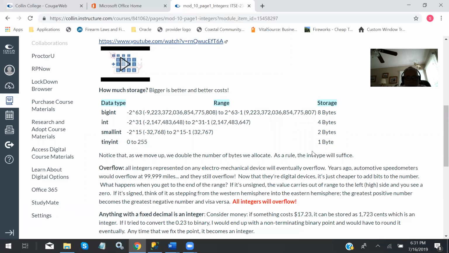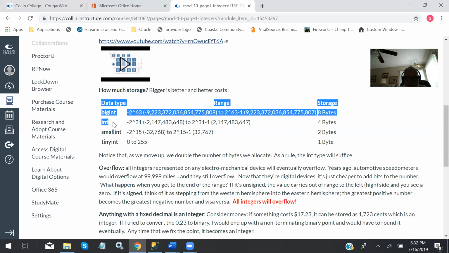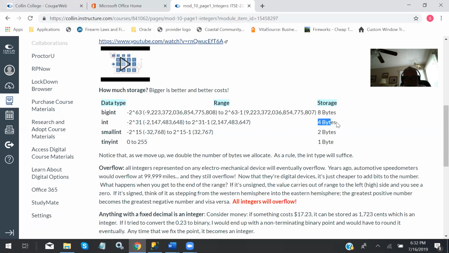Let me talk a little bit about how much storage. This table right here has a whole lot of numbers on it. Basically, it's got 8 bytes. I'm not too interested in these numbers. Remember that an integer uses 4 bytes. That's something important to remember. Tiny int is 1 byte. As we move up, we double the number of bytes that we allocate, 1, 2, 4, 8, but we do a lot more than double the range. For every bit that we add, we double the range.